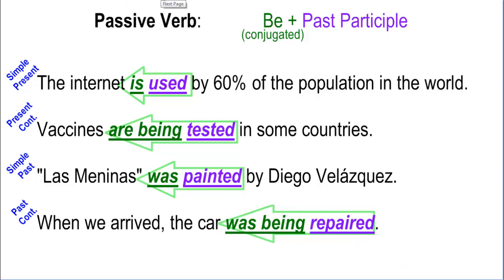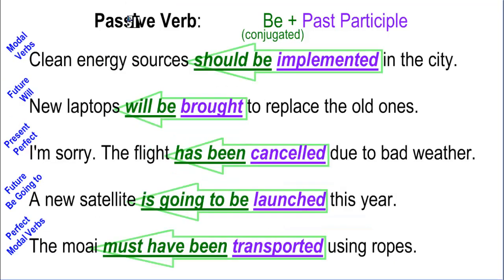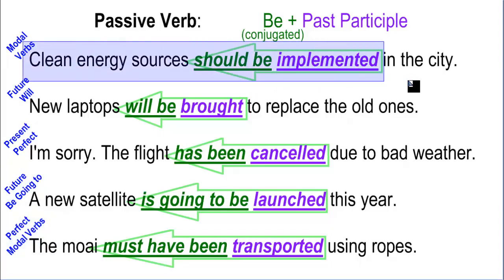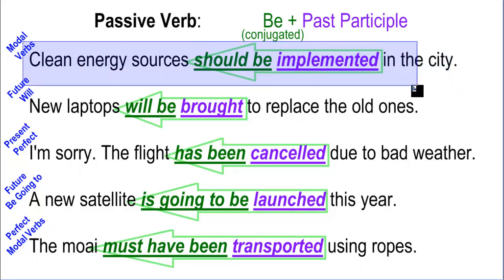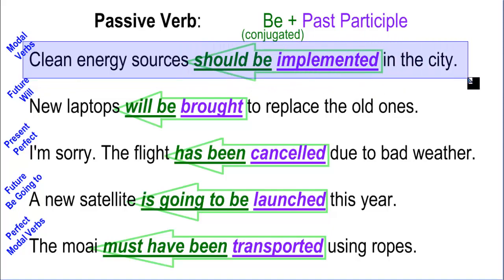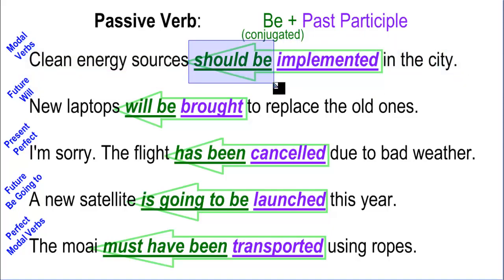The same thing can happen in more complex tenses. For example, you can use passive voice with modal verbs, with future with will, with the present perfect, with future with be going to, or even with perfect modals. For example, clean energy sources will be implemented in the city. Clean energy sources should be implemented in the city. You see, should be, should with the verb be, and then the past participle.